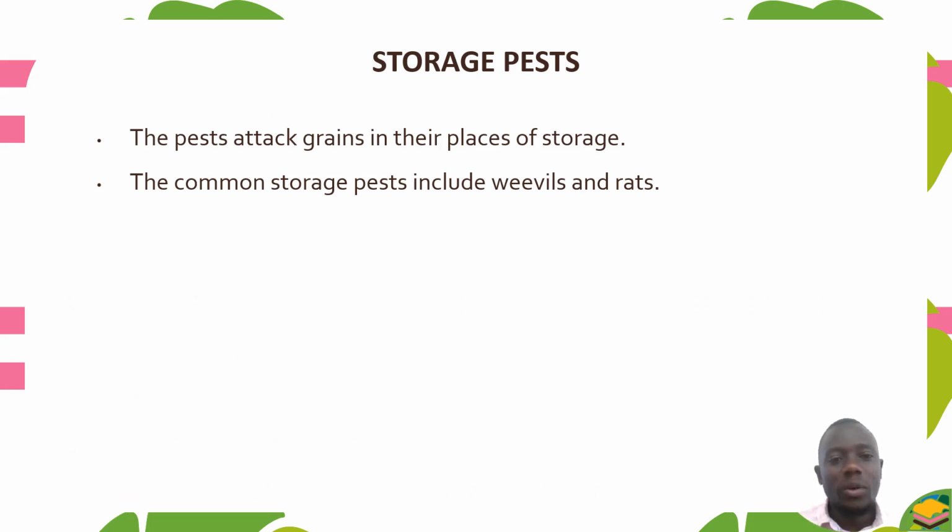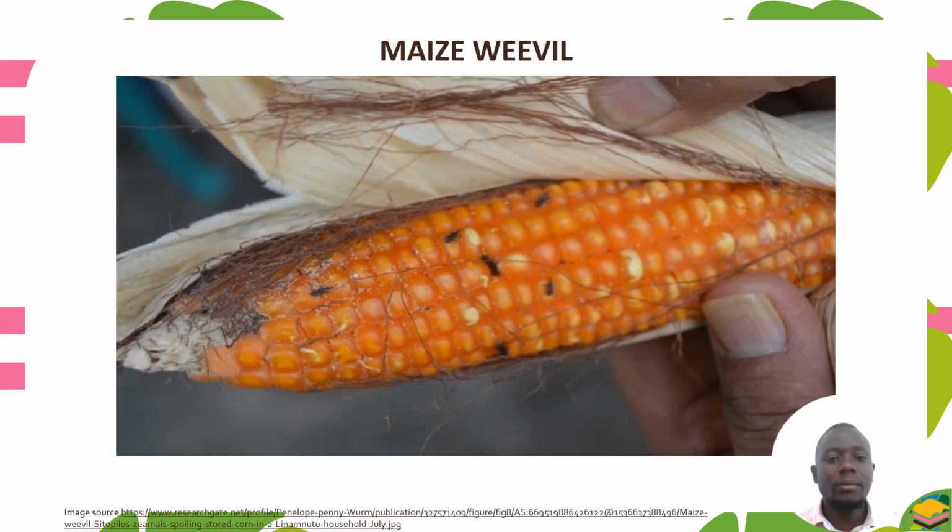So let's look at storage pests. When we talk of storage pests, these are pests which attack crops in their place of storage. The common storage pests include weevils and rats. So these are the common storage pests.